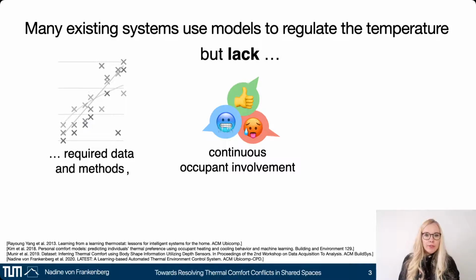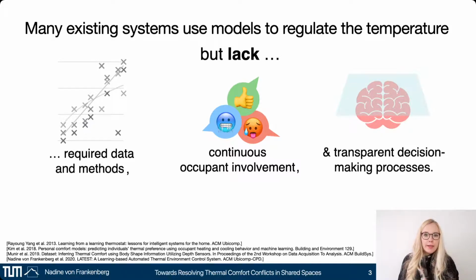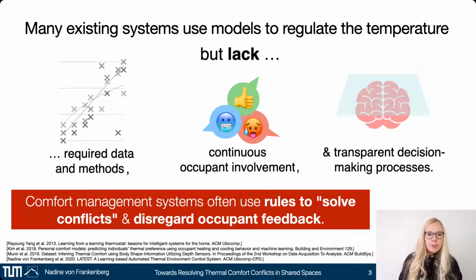In addition, occupants also need to understand decisions why the temperature has or hasn't changed. For instance, imagine you've just voted for a warmer temperature, but instead the temperature was lowered. And in general, these existing systems tend to bypass conflict resolution through rule-based behavior.